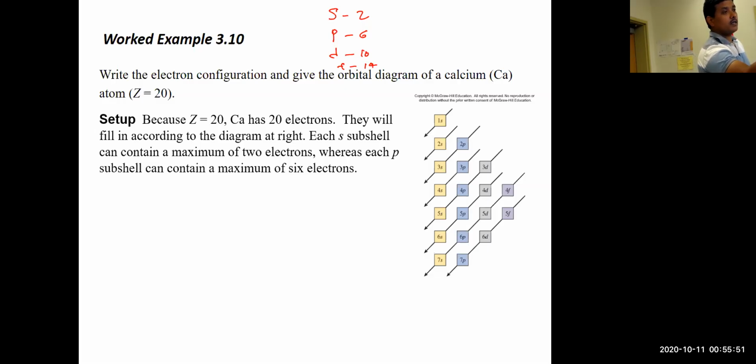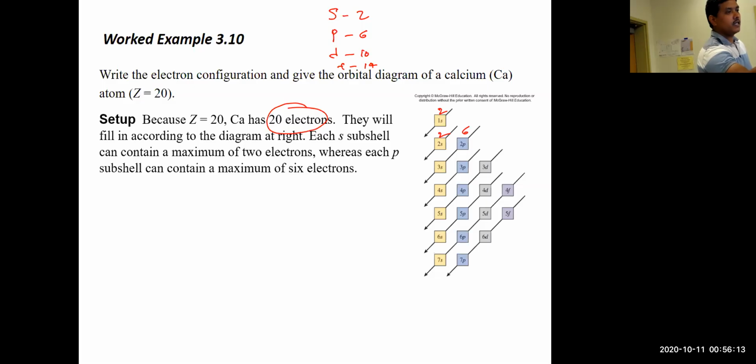Okay, so 20 electrons means let's work on how you fill the electrons. So in 1s you can put 2 electrons, right? And you completely filled it. And 2s has 2 electrons, and in 2p you can put 6 electrons, because you have 20 electrons to work with. So you have still only used 10 electrons.